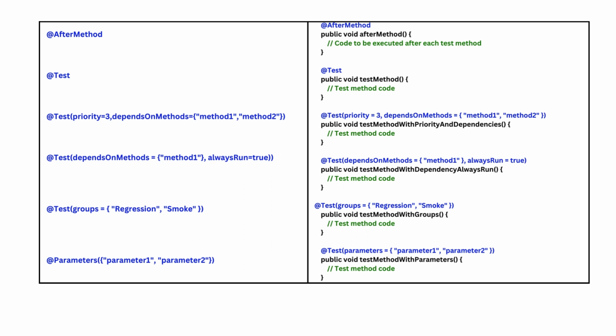It categorizes a test method into multiple groups, such as regression and smoke, allowing for selective test execution based on specified groupings. @Parameters(parameter1, parameter2). It specifies parameters for a test method, allowing values to be injected into the method from a TestNG XML file or other sources.